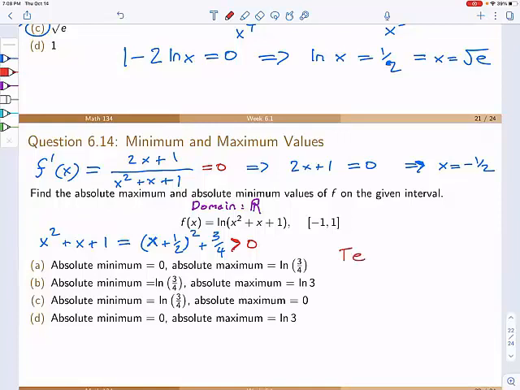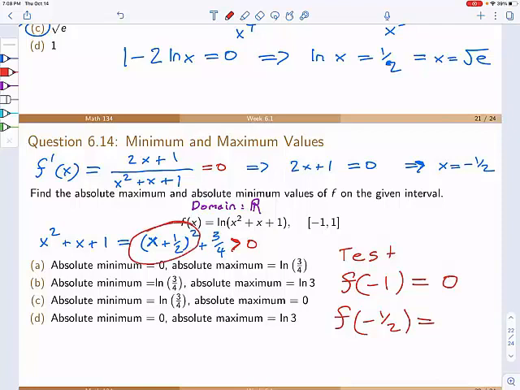Okay, so we have our test all ready to go. We have all our critical numbers. It's just minus 1/2. So we can test. We have the interval to test and the critical number to test. So let's start with smallest to biggest. Minus 1, I get 0. And if I plug in the critical number of minus 1/2, well, it's kind of nice that I completed the squares here. The minus 1/2 goes away with plus 1/2, and I just get 3/4. And of course, that is ln of 3/4.